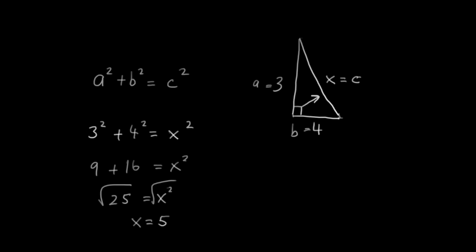Now, keep in mind, when you take the square root of something that's squared, you do get two solutions, positive 5 and negative 5. But for now, we're just going to write down the positive answer because we're dealing with measurements, and measurements are positive if there's no direction involved.